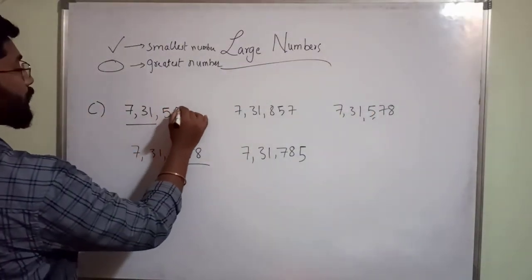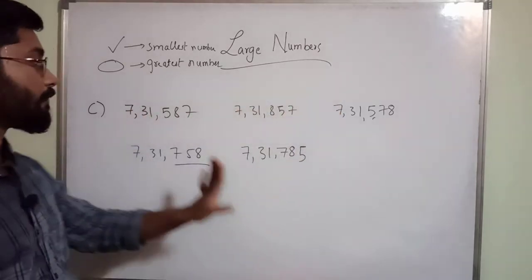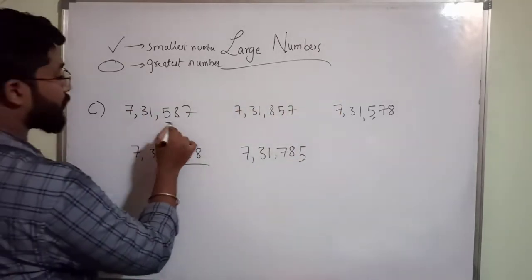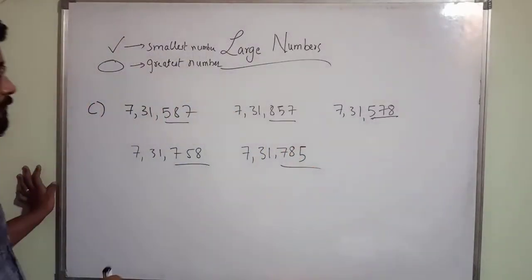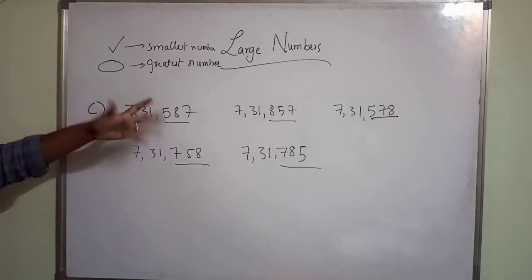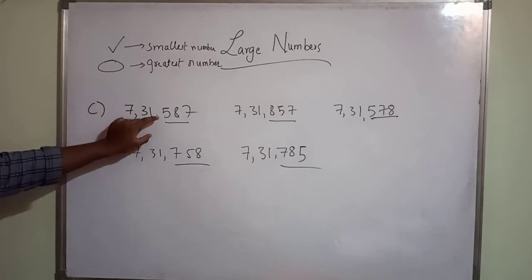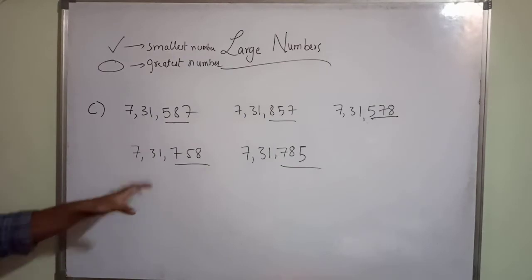$587. Okay, this 7,31,000 is common in all of these, but where is the change? In these 3 digits only. So you have to find the greatest one now. What is the greatest one? Leave this, 7,31,000 is common. So what you have to do? You have to see in these 3 digits only whether anything greater is there or not.